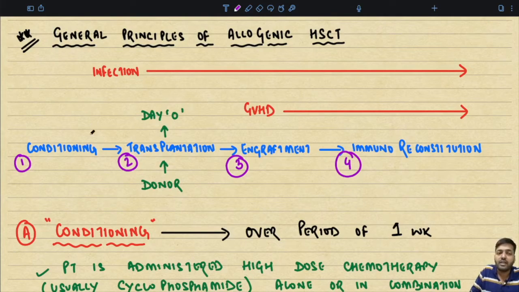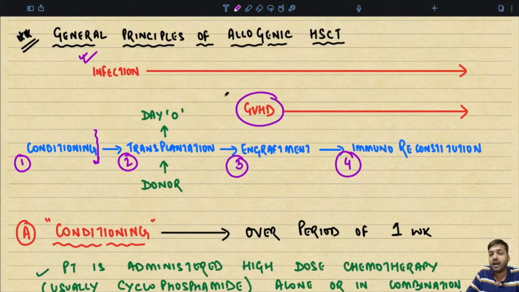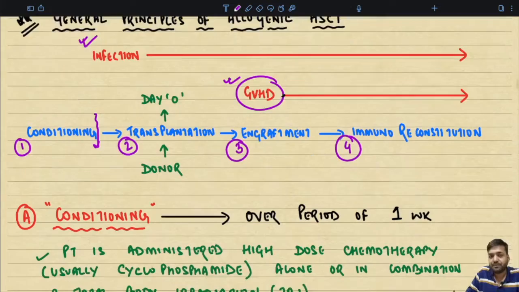Now, very importantly, just after the process of conditioning, there is an increased incidence of infection, which is one of the complications of allogenic hematopoietic stem cell transplant. And it is at the step of engraftment that the other complication, graft versus host disease, starts to appear. What is GVHD? We are going to understand in the later half of the video. So, let us see the individual steps.